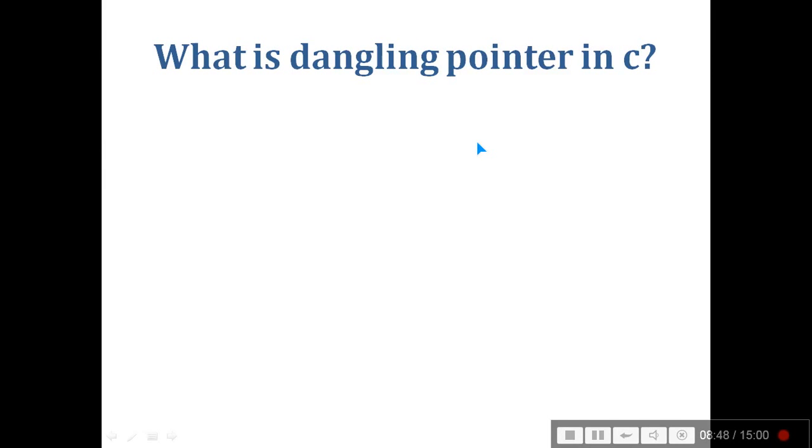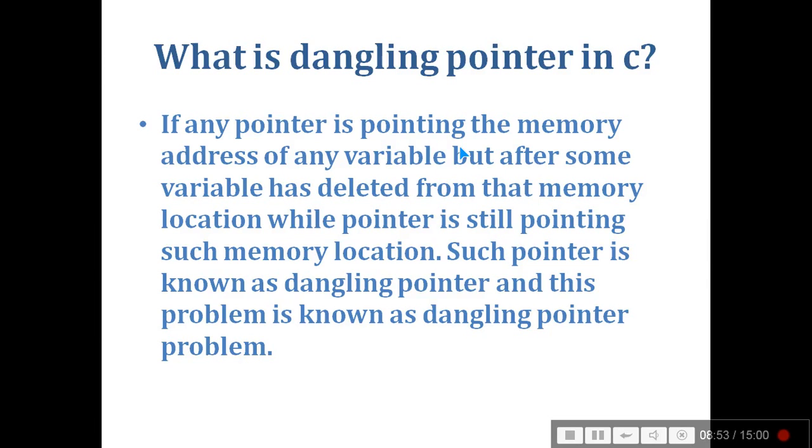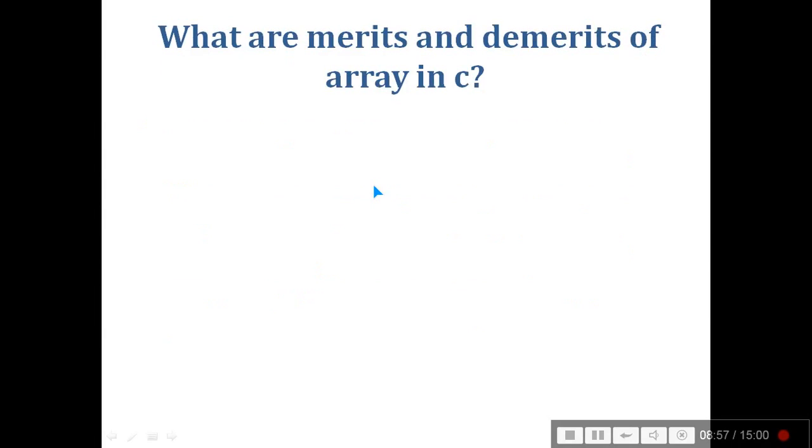So what is the dangling pointer in C? A dangling pointer means a pointer which is pointing to somewhere where the value has been erased. That is the dangling pointer.